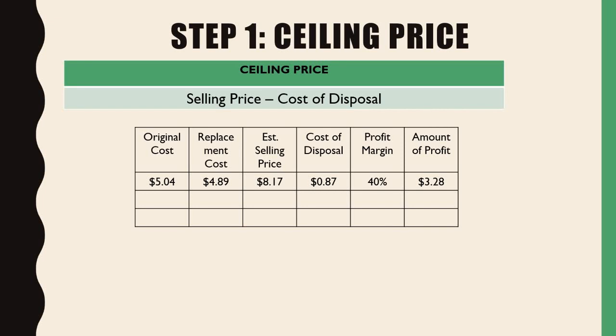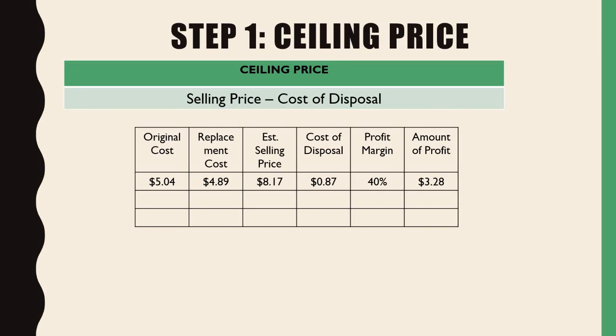So in this case, the market's telling me that it is worth $4.89 each. Okay? Now, of course, the estimated selling price for me here is going to be $8.17 because that's what I'm going to sell this product at. And of course, if I choose to dispose of this item, get rid of it, it's going to cost me 87 cents. So again, it costs you money to dispose of electronics, right? That's the same idea here. It's going to cost me 87 cents per item if I choose to dispose of it.